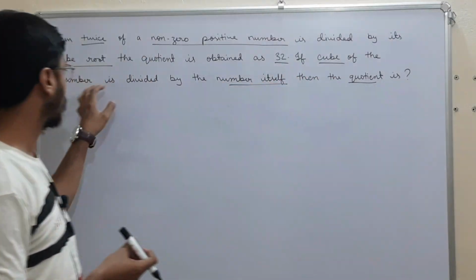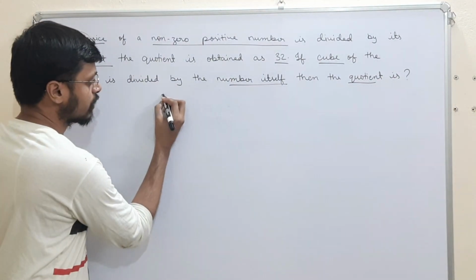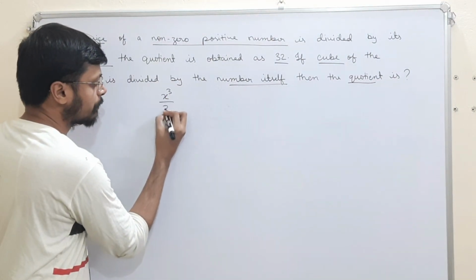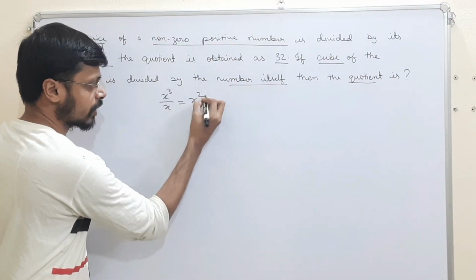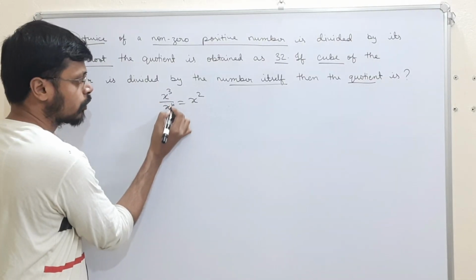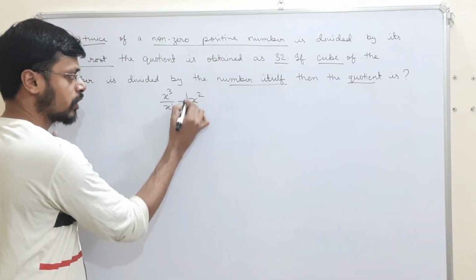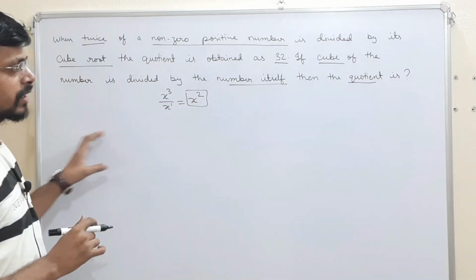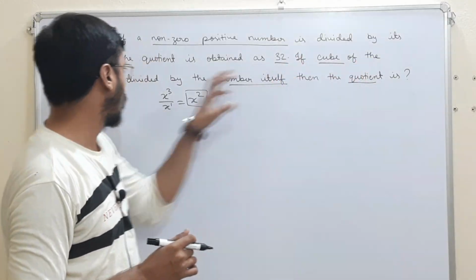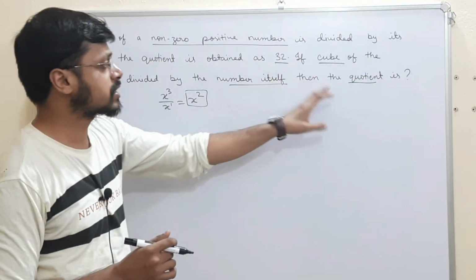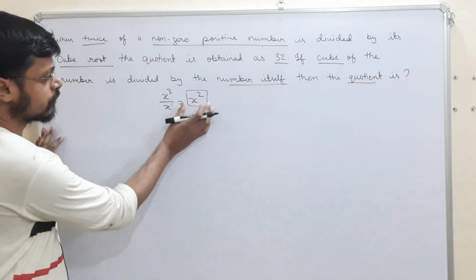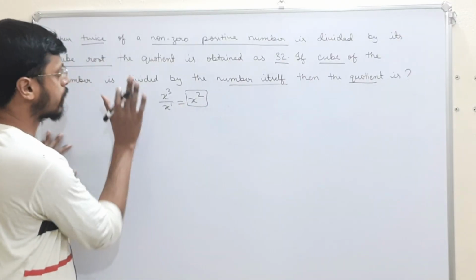So here students, see what the question is actually asking. If cube of the number is divided by the number itself, that means x square, right? The power 1 goes up, 3 minus 1 is 2. So actually we have to find x square. They have written it in a twisted way. If cube of the number is divided by the number itself, then the quotient is what? So actually we have to find the value of x square here.